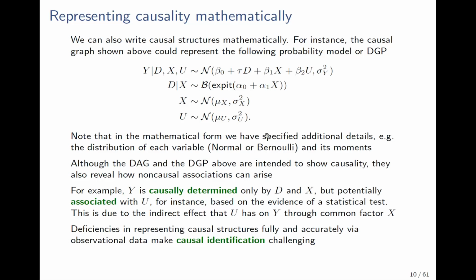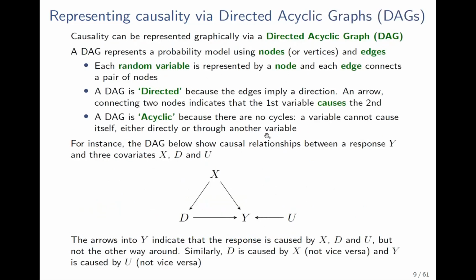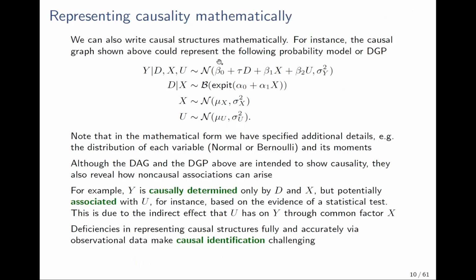Note that in the mathematical form we've been able to specify additional details. So the DAG just tells us the causal structure, but now we've written out also the distributions and the moments of a distribution, normal and Bernoulli in this case, but it could be any form, of course.